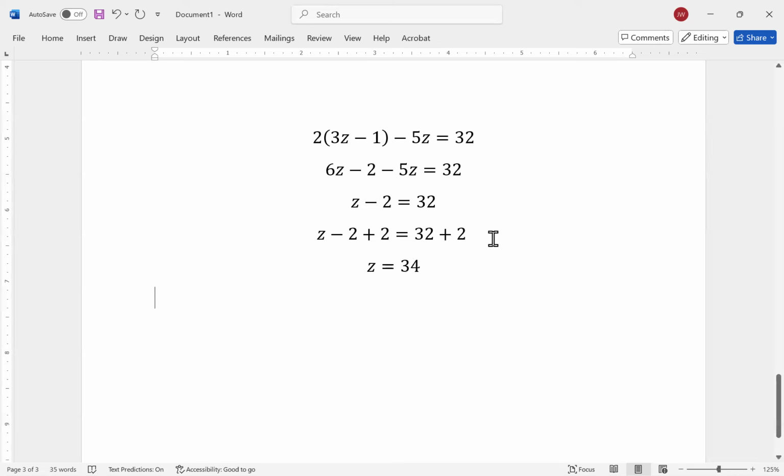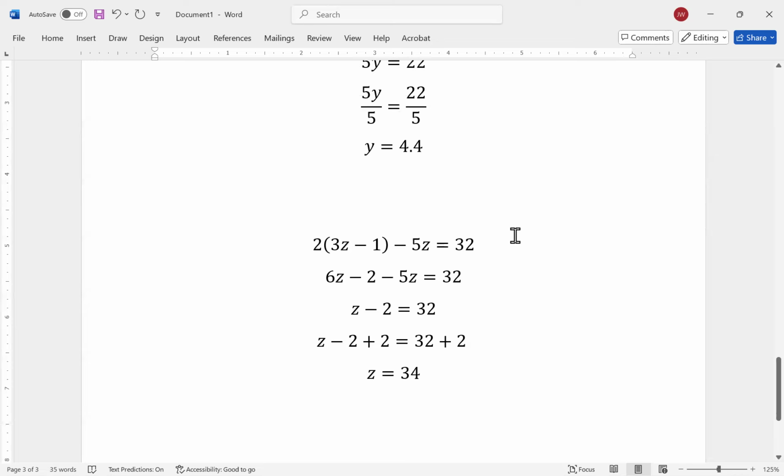In the future, I might not write every single step. I might just audibly say that step. But here z is equal to 34. Once again, you can check that out by plugging it in to that original equation and seeing that you get a true statement. In this case, you do.